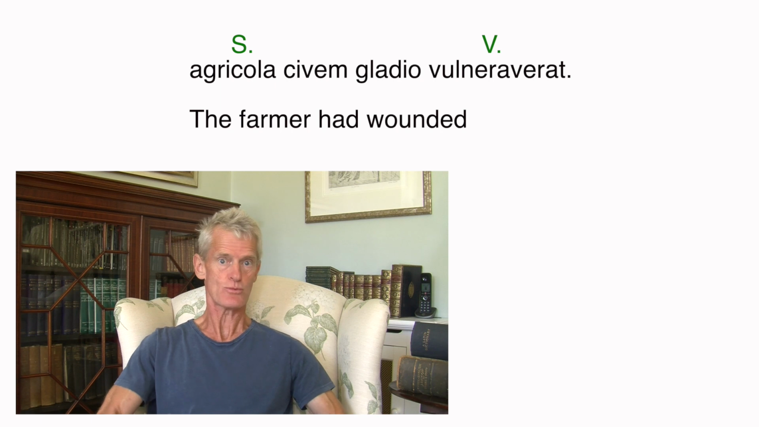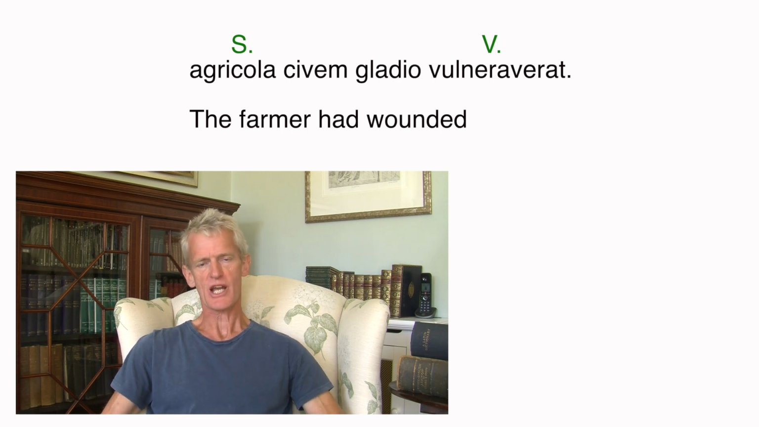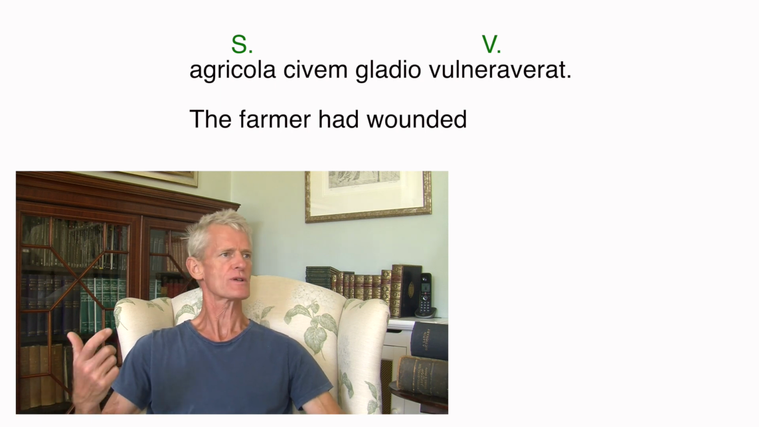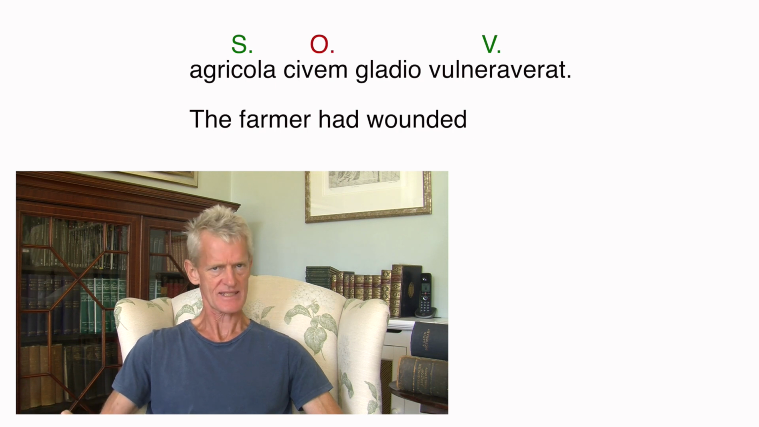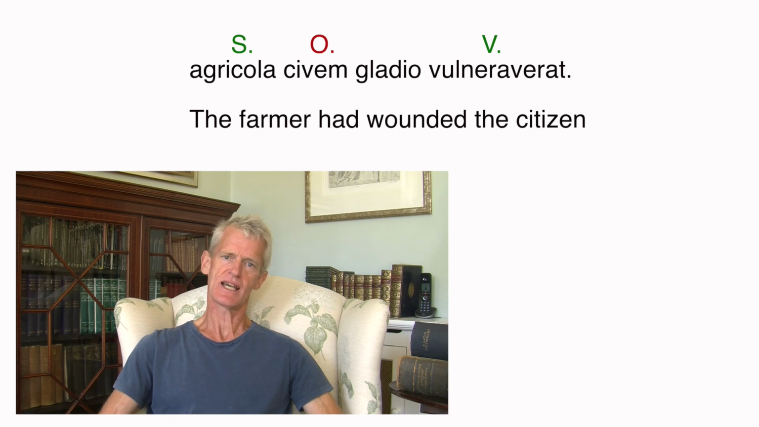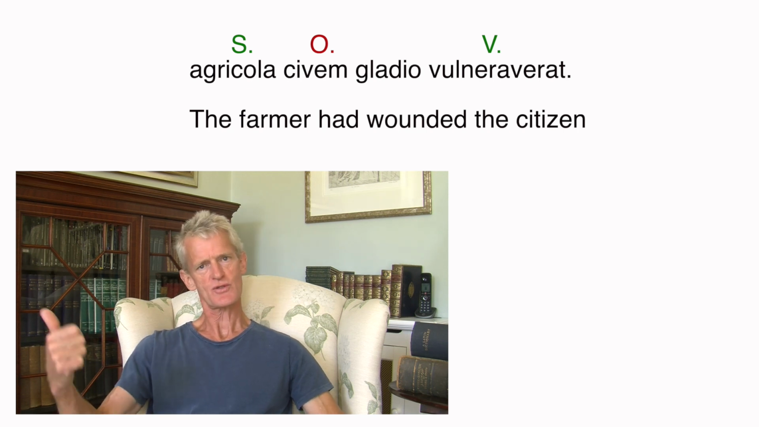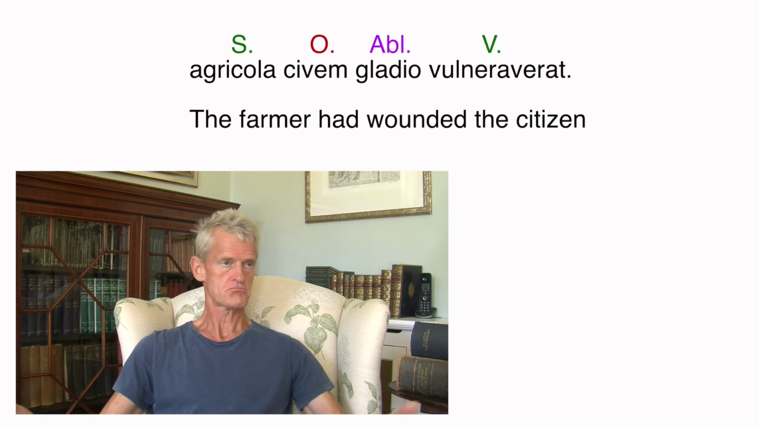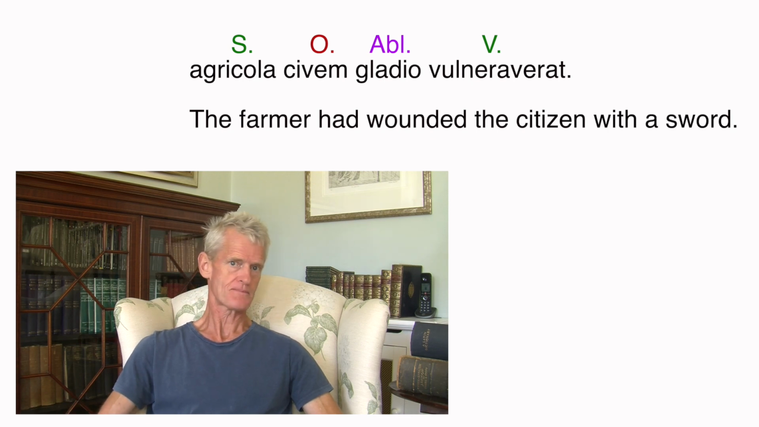Now, who had he wounded? We're looking for an object in the accusative case, and we've got civem, the citizen. So the farmer had wounded the citizen, and then you're left with gladio. Now, gladius means a sword, so that's us, et, e, o. It's either dative or ablative. Pretty obvious that here it means the farmer had wounded the citizen with a sword. Okay? And then just one more.